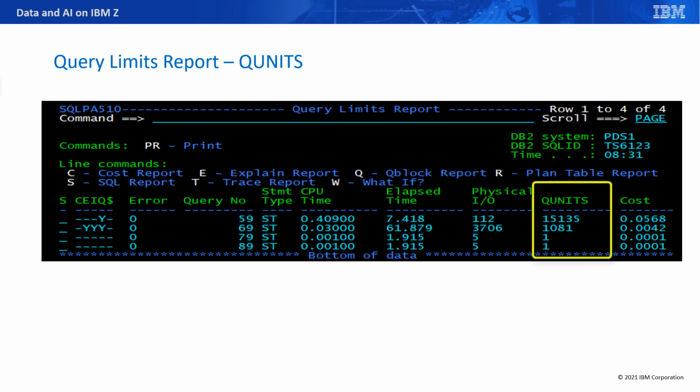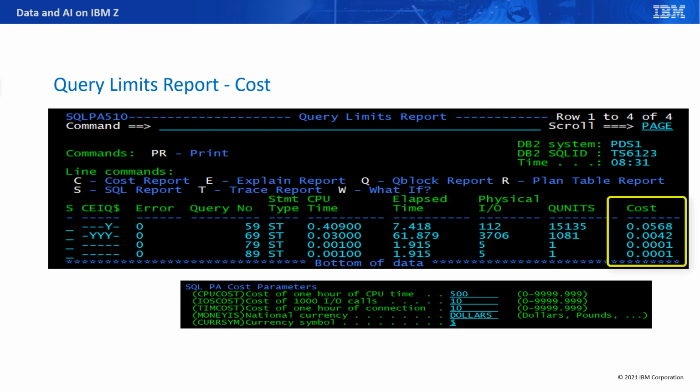QUnit is based upon CPU processing and the CPU time associated with all I/O processing. The higher the QUnit's value, the more processing is required. The lower the value means a quicker query and less resource consumption. The cost column is used to put a price on CPU time in hours and I/O counts charged per 1,000. If the parameters are defined, your DB2 SQL Performance Analyzer cost estimate includes a monetary value. DB2 SQL PA can compute the financial cost of a query based on the resources consumed and the assigned cost of those resources. A cost estimate for each query in the national currency can quickly build chargeback cost awareness.